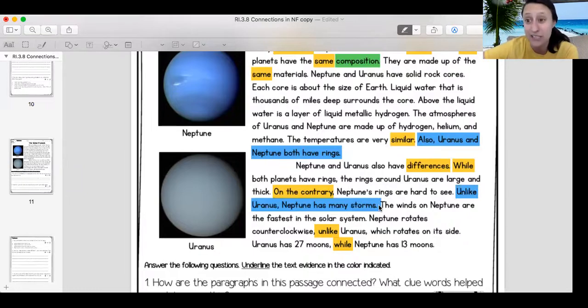They may not have any storms. It doesn't tell us in this passage, but we know that Neptune has many storms and Uranus does not. Okay, so that right there tells us how they are different from each other. Okay, so we're gonna stop there for part one.